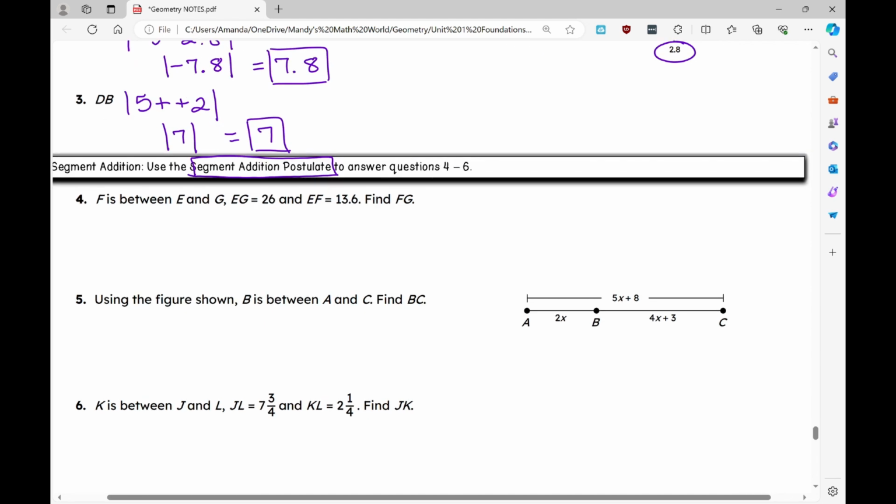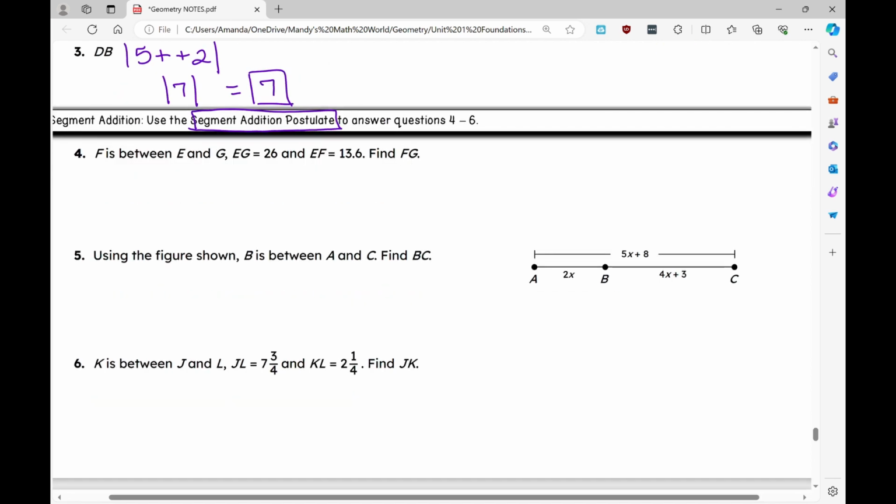Moving on to segment addition, we're going to use the segment addition postulate to answer questions 4 through 6. My best advice to you in geometry is if you're given a scenario in a problem without a picture, draw a picture. Number 4 says F is between E and G. The length of EG is 26, and the length of EF is 13.6. Find FG. So first let's draw our picture.